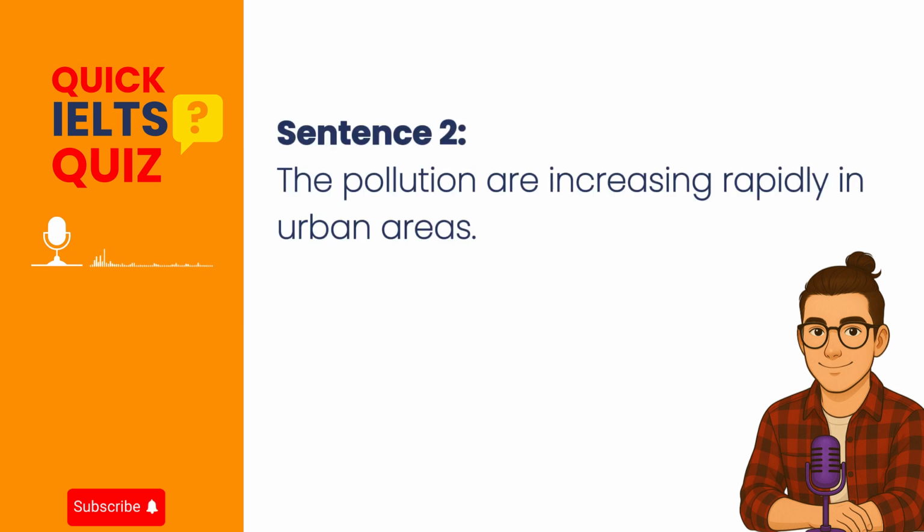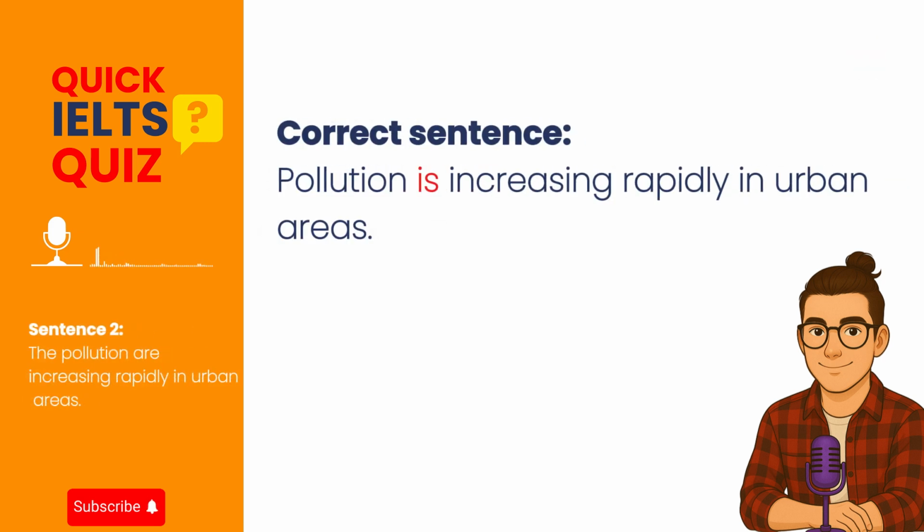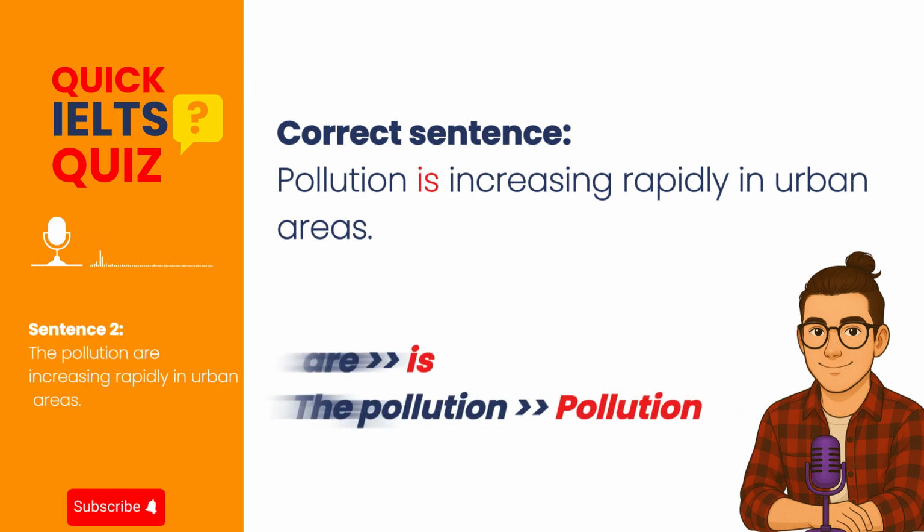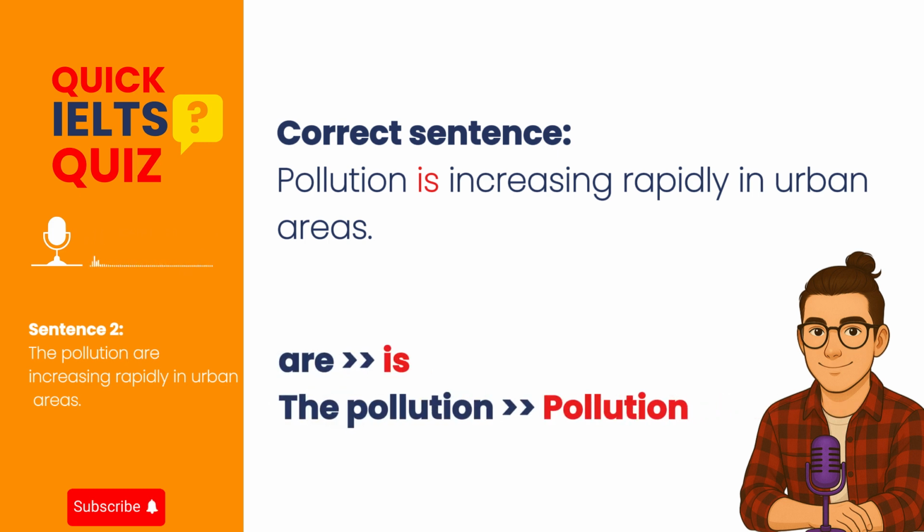Sentence 2. The pollution are increasing rapidly in urban areas. You have 5 seconds. There are 2 small issues here. First, subject-verb agreement. Pollution is uncountable and acts as a singular noun, so it takes a singular verb. Not are increasing, but is increasing. Second, the article the. In this sentence, we're talking about pollution in general, not a specific type of pollution. So we don't need the, just say pollution is increasing. Let's go to the next one.